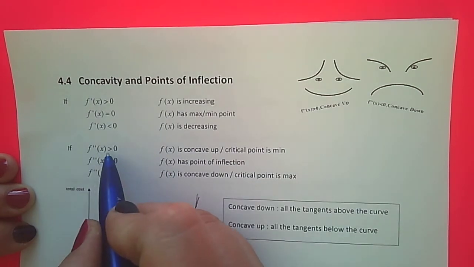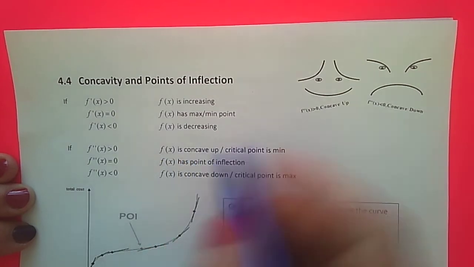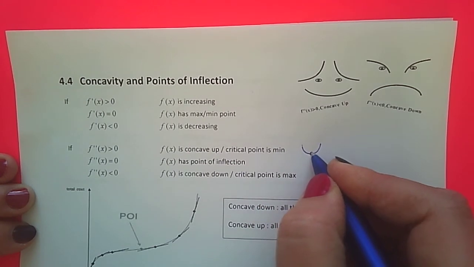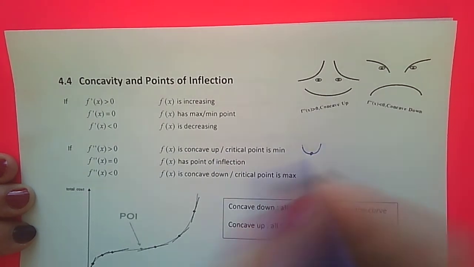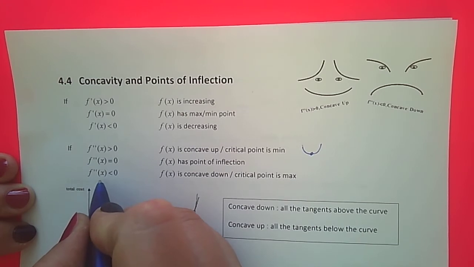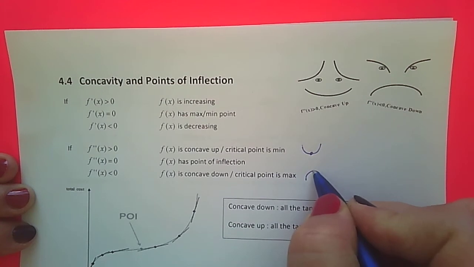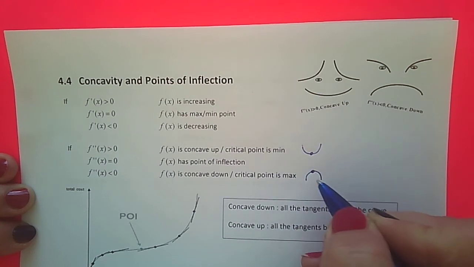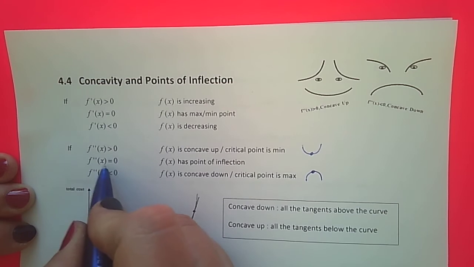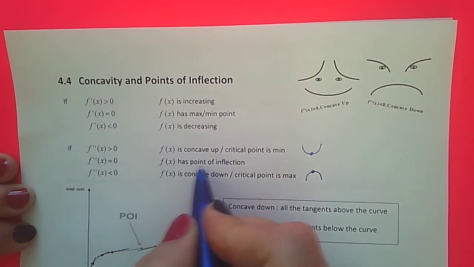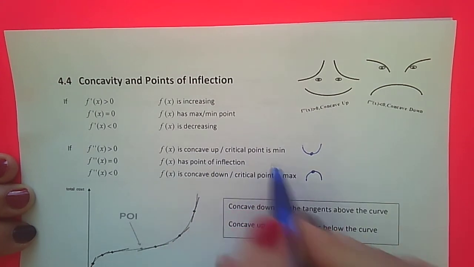If the second derivative is positive, then the original function is concave up. And the critical point then will be a local minimum point. If the second derivative is negative, then the original function is concave down. And the critical point will be a local maximum. If the second derivative is equal to 0, and the sign of the second derivative changes from positive to negative or from negative to positive, then f of x has a point of inflection at those points.